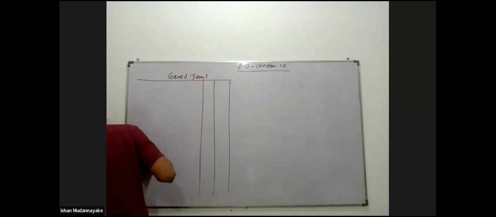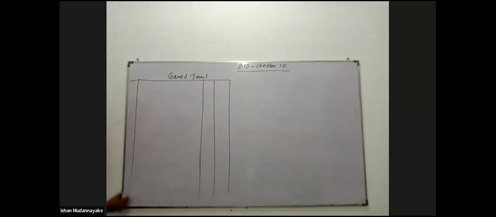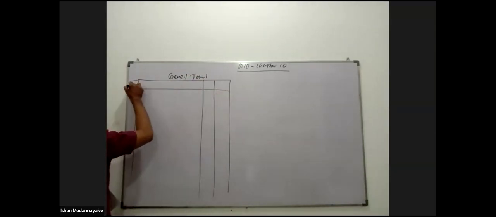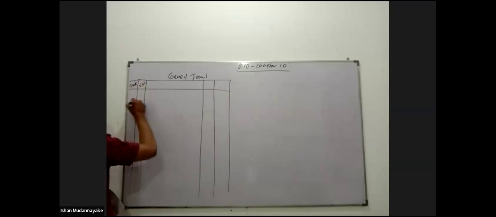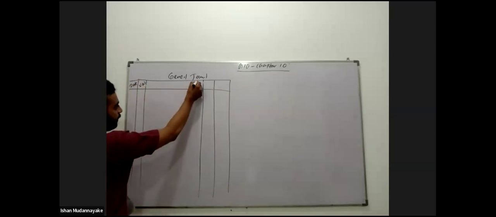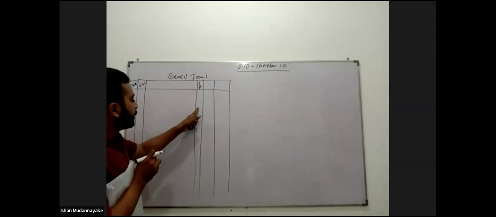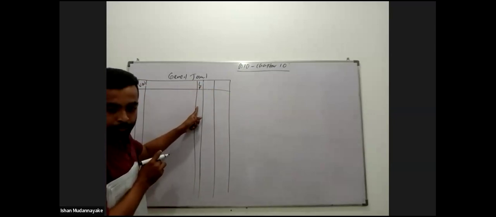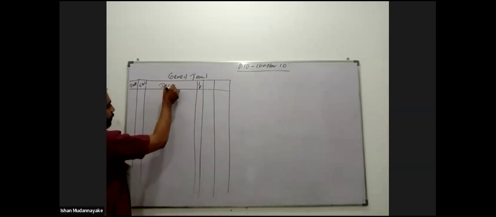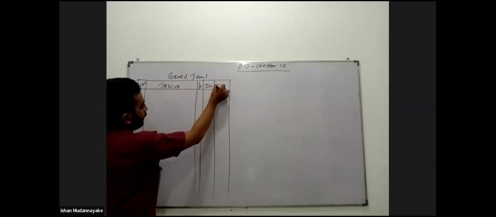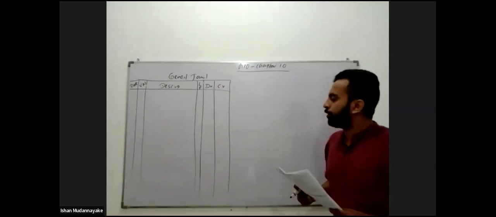General journal format. Here you need to write down the date first. And then the journal option number. And then here the description. And then here LF. You need to write down LF, the page number of the opposite ledger account, in the LF line. And then here description. Debit, credit. This is the format of the general journal.